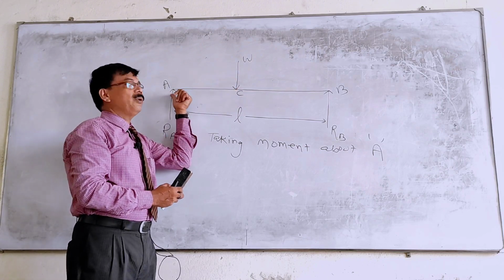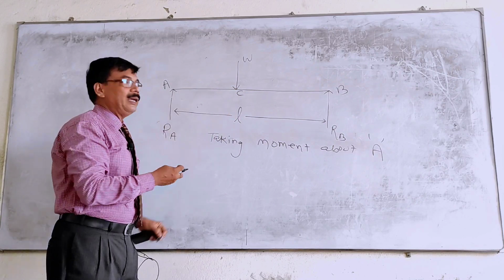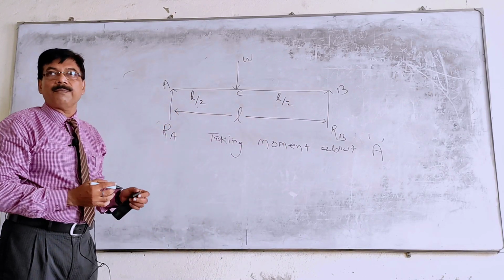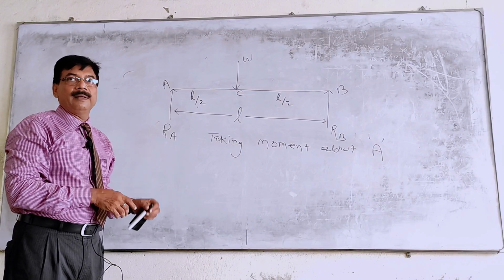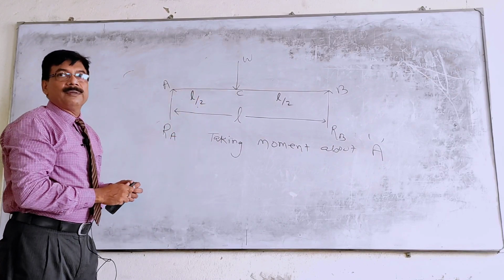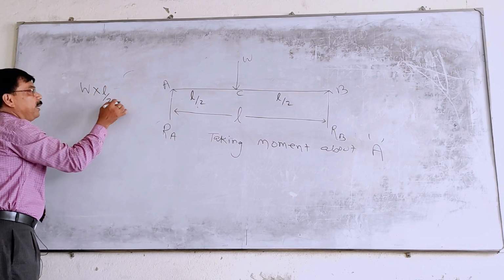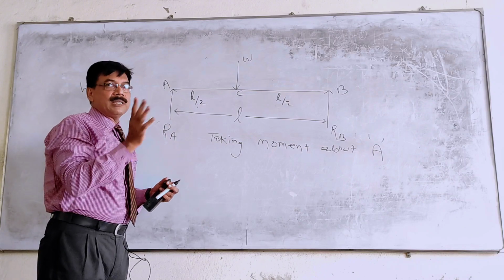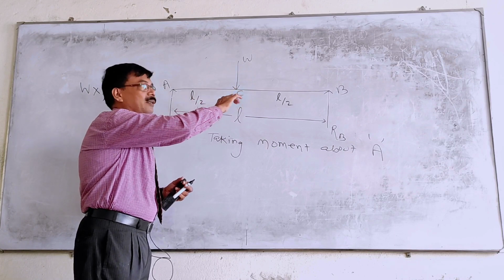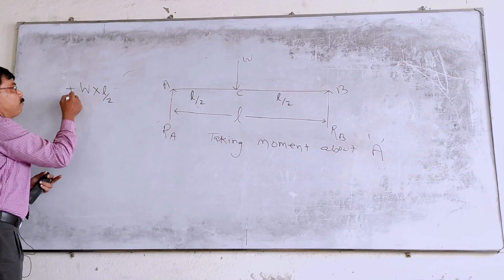Next, the moment of W about A. W is acting at the midpoint, so the length AC will be half of the beam, that is L by 2. Similarly, this portion will be L by 2. W is the load acting at C and the perpendicular distance is AC. So the moment of W about A is W into L by 2. W makes a clockwise rotation, so it will be taken positive.